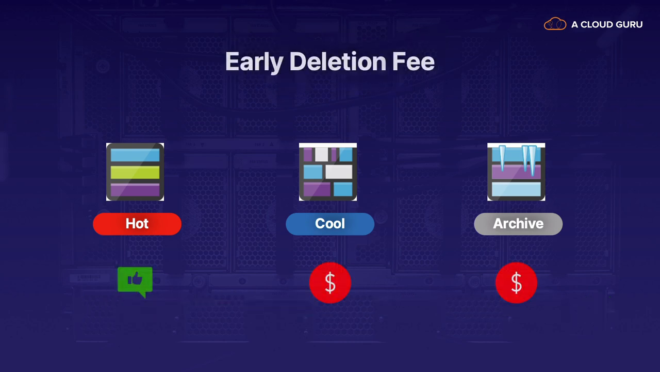There are early deletion fees that are associated with cool and archive storage. For hot, there is none. It's expected that you're going to be adding, deleting, writing, etc. to all the data that's there, which is the reason why you're paying so much for it to be stored there. However, if you delete cool or archive storage early, there is going to be a fee associated with that.